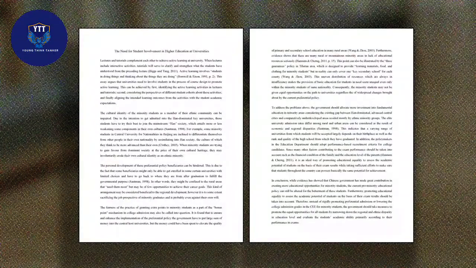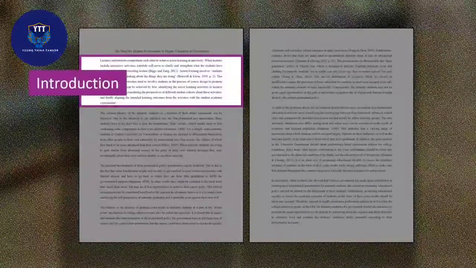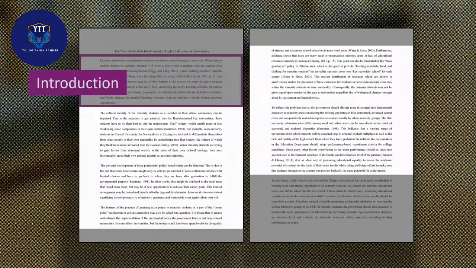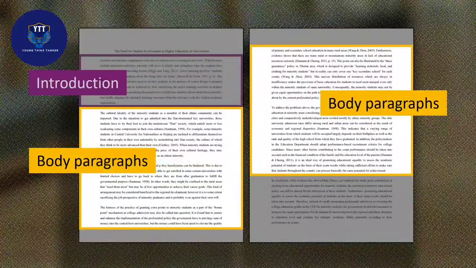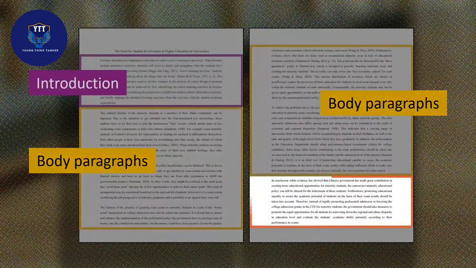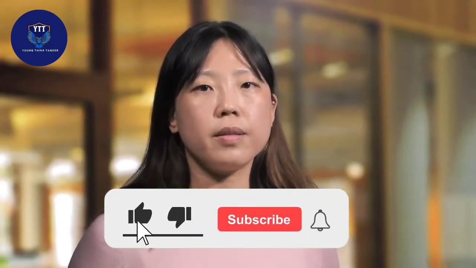A standard academic essay is usually structured as follows. An introductory paragraph where you introduce the topic of your essay. Body paragraphs where you present your arguments and evidence. And a concluding paragraph where you summarize your key points. Each of these three sections has its own purpose, so let's look at what each one contains.